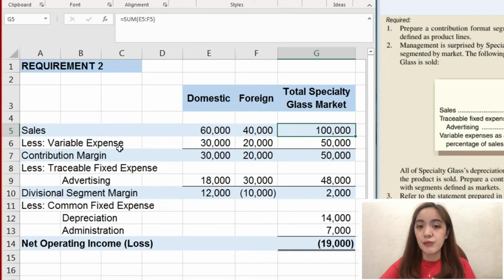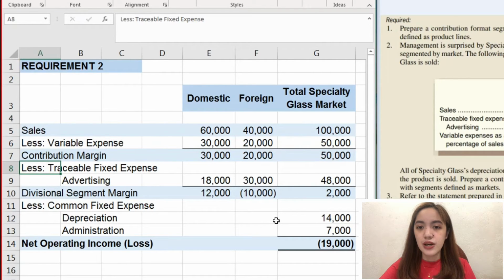Next, variable expense. So the 30,000 and 20,000 comes from the sales multiplied by its respective percentages, and that gives us the total 50,000 variable expenses. Then, by subtracting the two, it will give us the contribution margin of 30,000 and 20,000 with a total of 50,000 contribution margin. Next, traceable fixed expenses. For this problem, we only have advertising for traceable fixed expense of 18,000 and 30,000 for domestic and foreign.